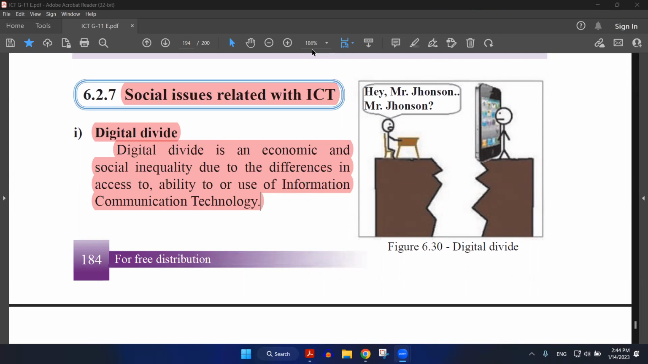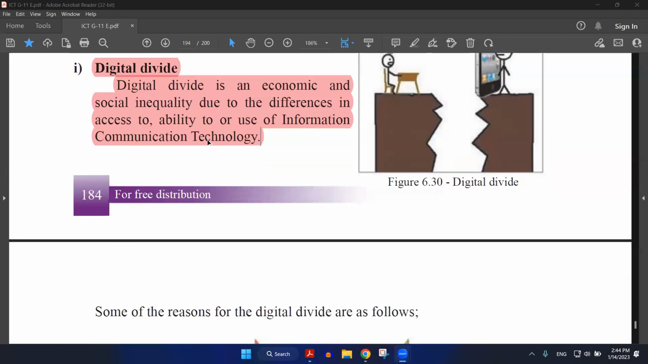Okay, are we done, people? Anyone who is still writing this? All right, moving forward.